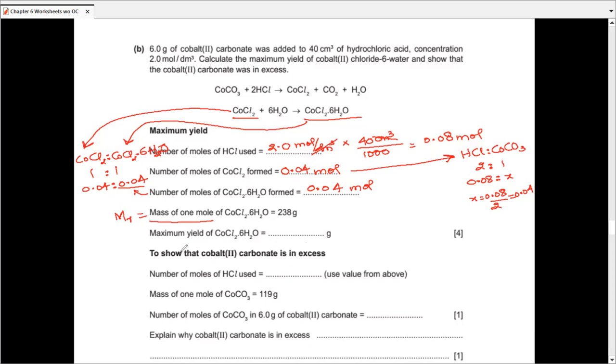Okay, so maximum yield would be what? Mass is equal to moles into MR. Now we know the moles are 0.04. We know the MR is 238. And this is something I can't do as mental math. So go ahead and let me know what the answer is for the multiplication of 0.04 and 238.